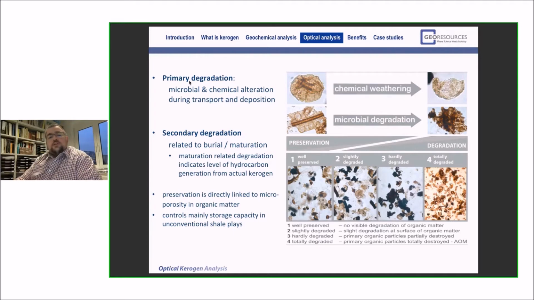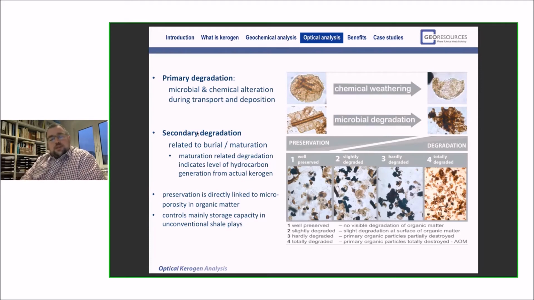between two types of degradation, because they have very different sources and very different effects. We have the primary degradation, which is microbial and chemical alteration during transport and deposition. And this has nothing to do with maturation and hydrocarbon generation. So this is something that is totally apart from this. It happens very early, during transport and early sedimentary deposition.